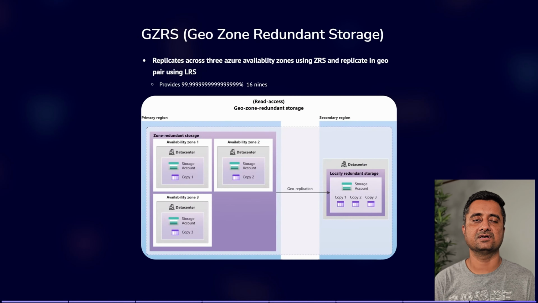So the last one is geo zone redundant storage. So it replicates across 3 different availability zones using ZRS, and then eventually also uses LRS to copy in a different region asynchronously. This provides you 99.99999999999999 (16 nines).